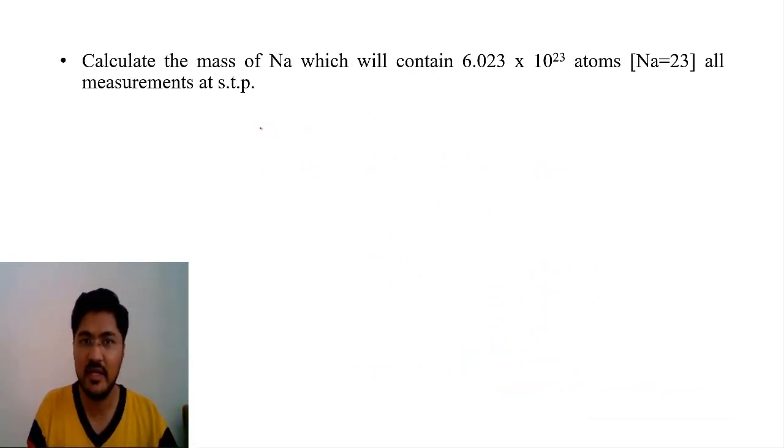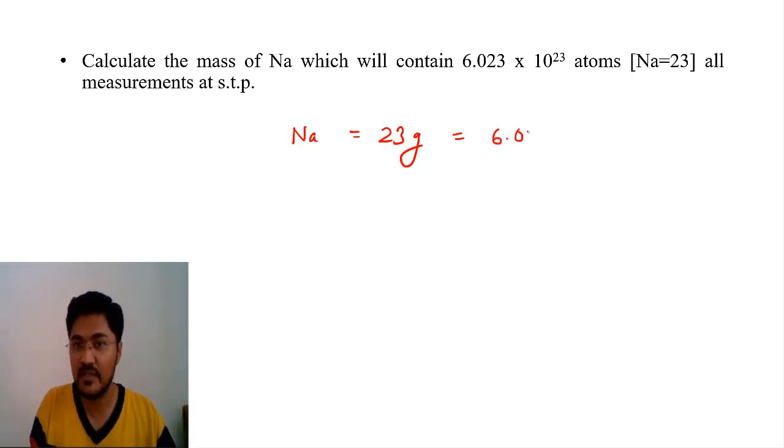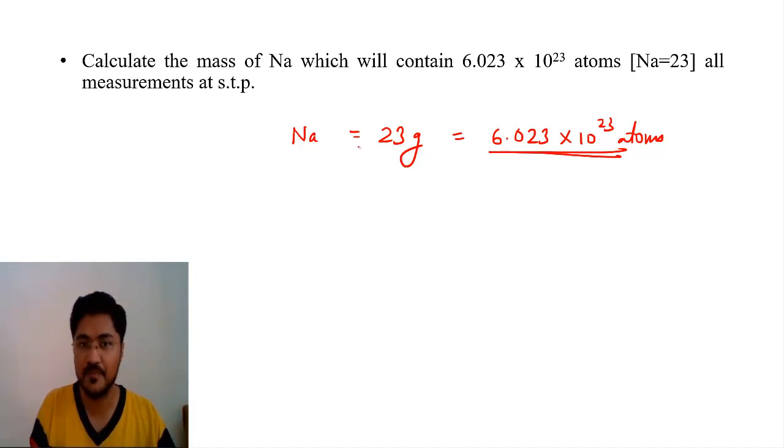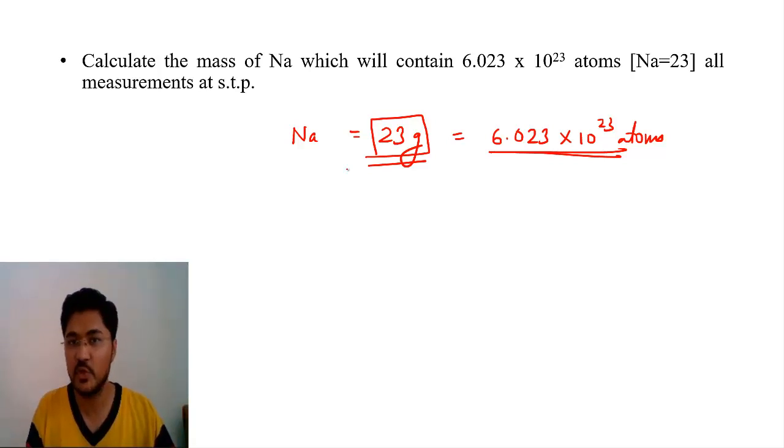Calculate the mass of Na which will contain 6.023 into 10 raised to 23 atoms, all measured at S.T.P. This question need not be solved because it is already given. Na is 23 grams, that is, the gram atomic mass will be 23 grams, and as we know, this will contain 6.023 into 10 raised to 23 atoms. So the answer is 23 grams of sodium will contain 6.023 into 10 raised to 23 atoms. I hope, guys, that you are understanding and solving these numericals with me.